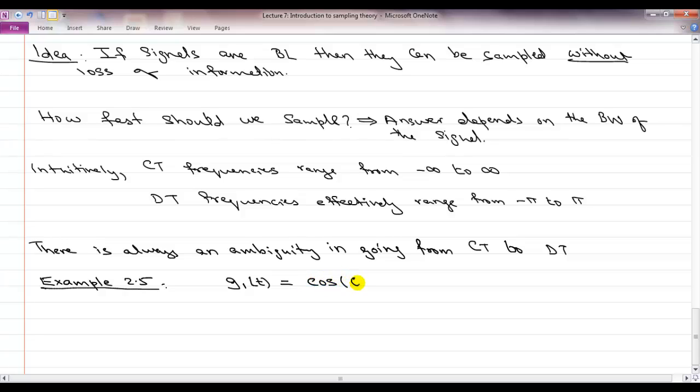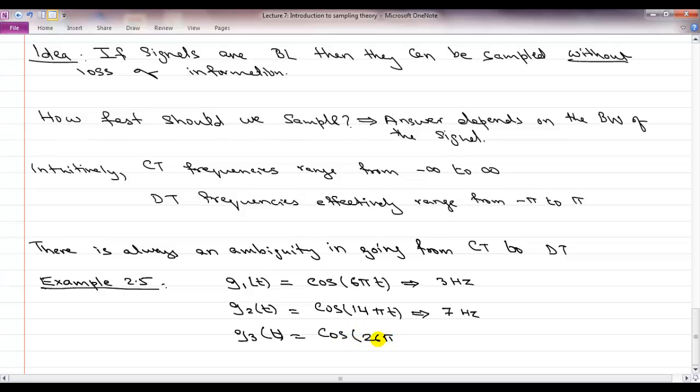So the first is g1(t) = cosine of 6 pi t. This is a sinusoid of 3 hertz frequency. The second one is g2(t), cosine of 14 pi t. So this is a sinusoid of 7 hertz. And let's take the example of g3(t), which is cosine of 26 pi t. So this is a 13 hertz frequency.